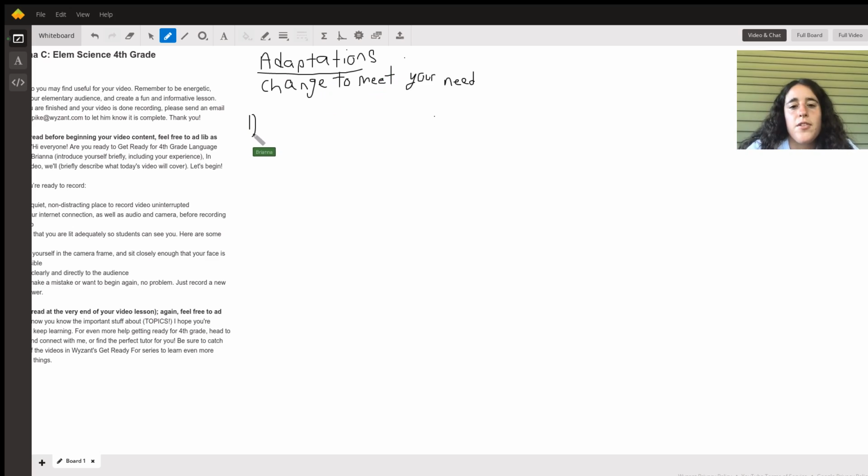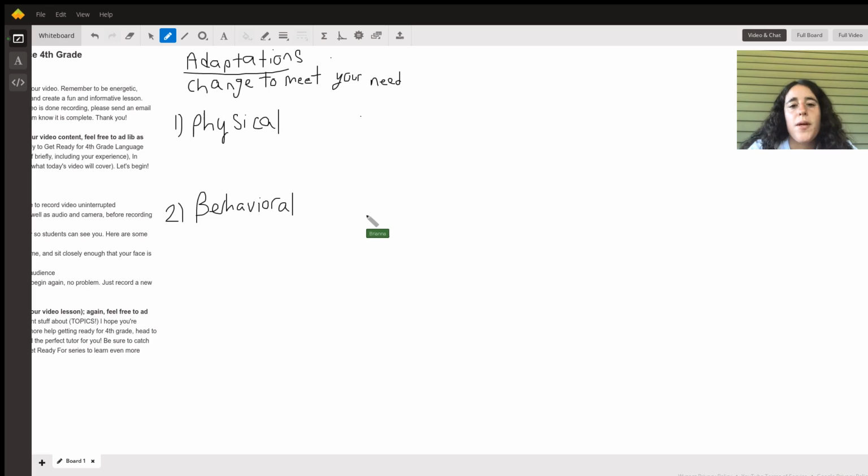These adaptations fall into two categories that we're going to talk about today. There are physical adaptations, and there are behavioral adaptations. And they are what they sound like. You're making an adaptation or a change to something physical or something behavioral to meet those needs. So a physical adaptation, that means the thing that is changing is a physical trait.